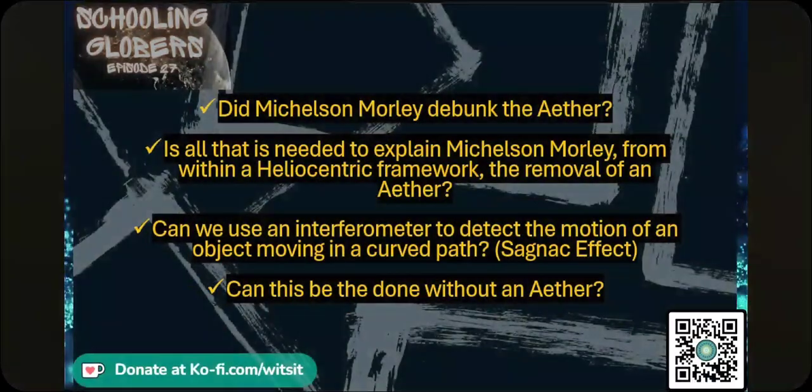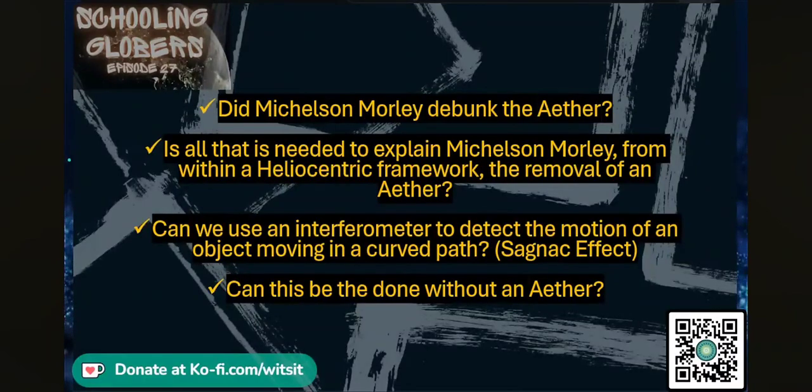So can we use interferometry to detect the motion of objects moving in a curve? It's not a question that has a logical fallacy. That's the point. It's a logical question. Nobody's saying, have you stopped beating your wife? Yes or no. Exactly. It's not even loaded. If you think that it is, you're wrong. It's not a loaded question at all.